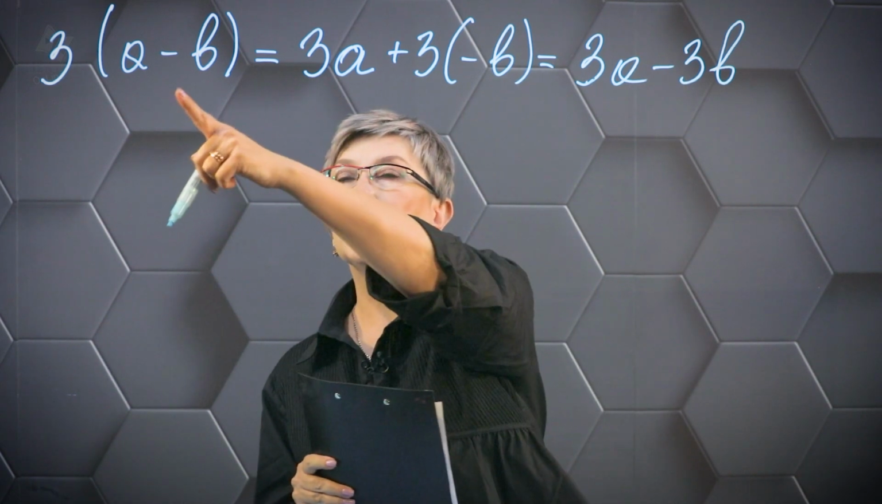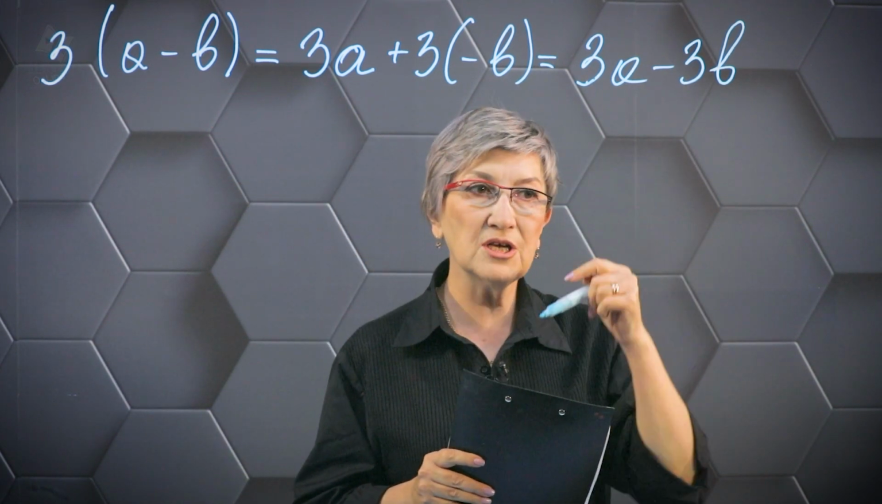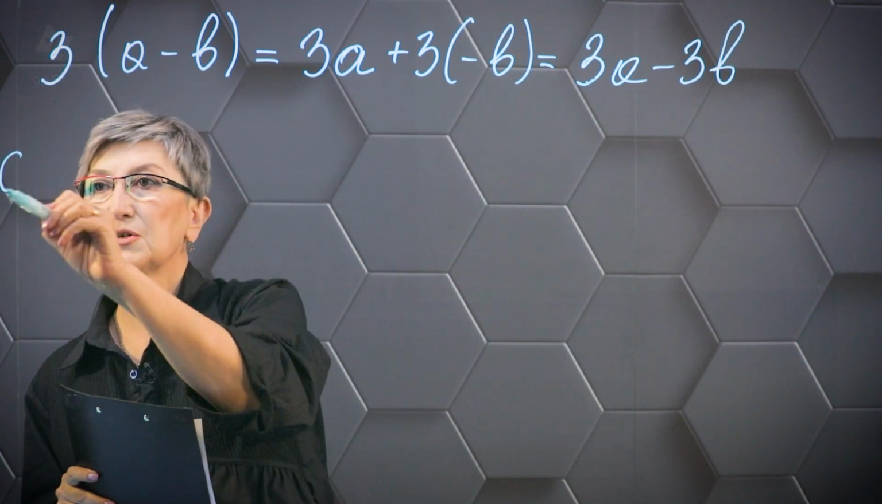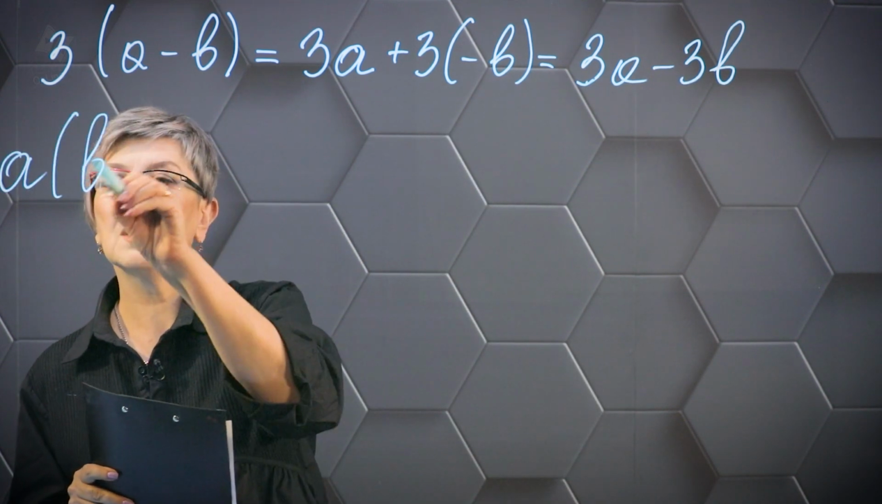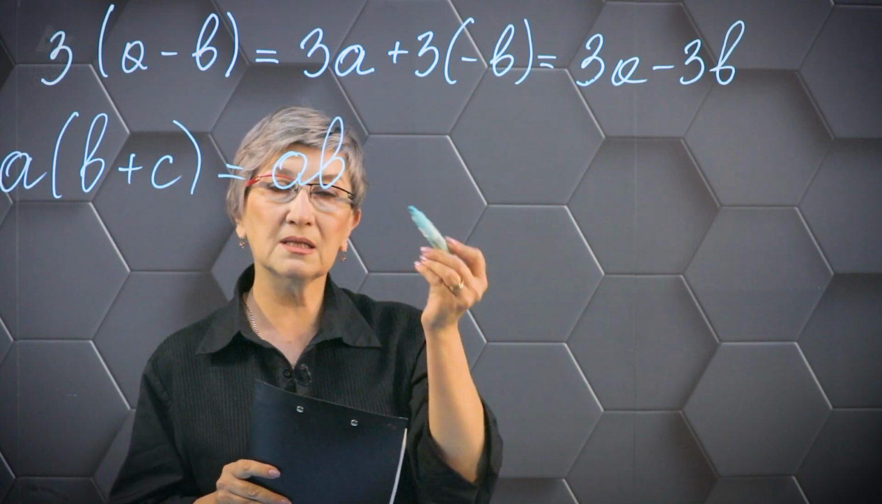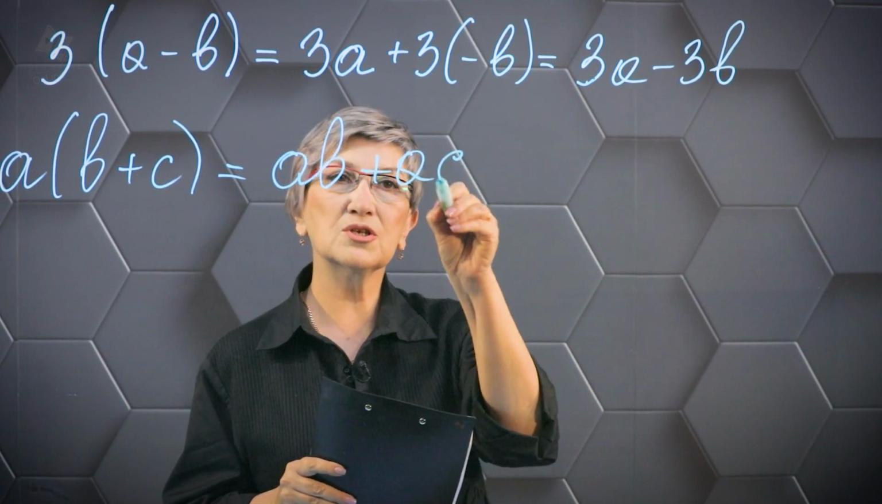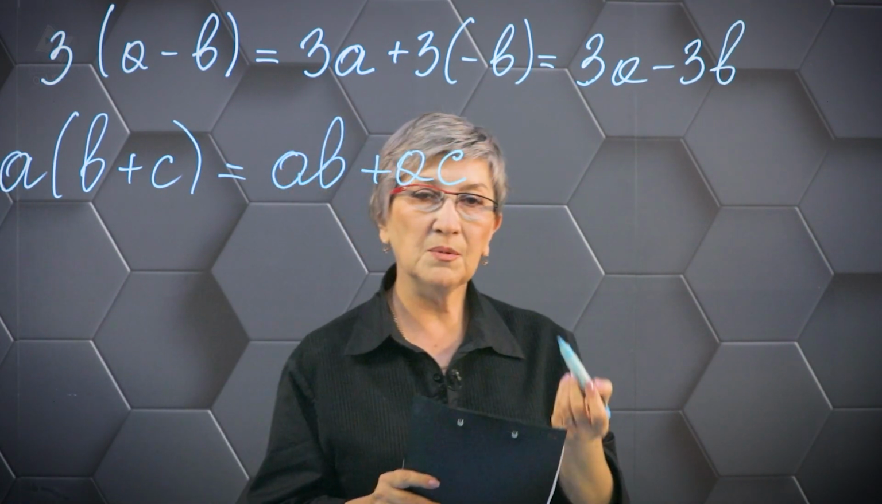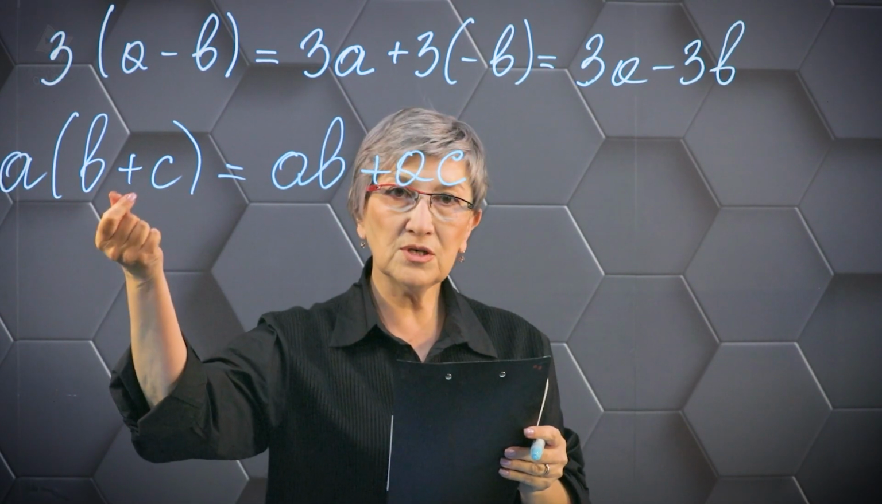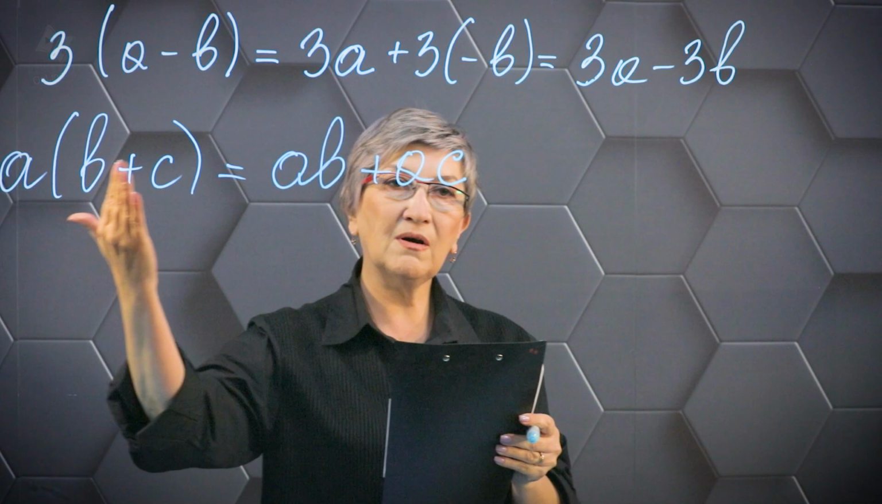We talked about applying the distributive property when converting this expression. Let's write it down. a times (b plus c) equals a times b, which is ab, plus a times c. But today we're going to talk about how this property can be read in reverse order.